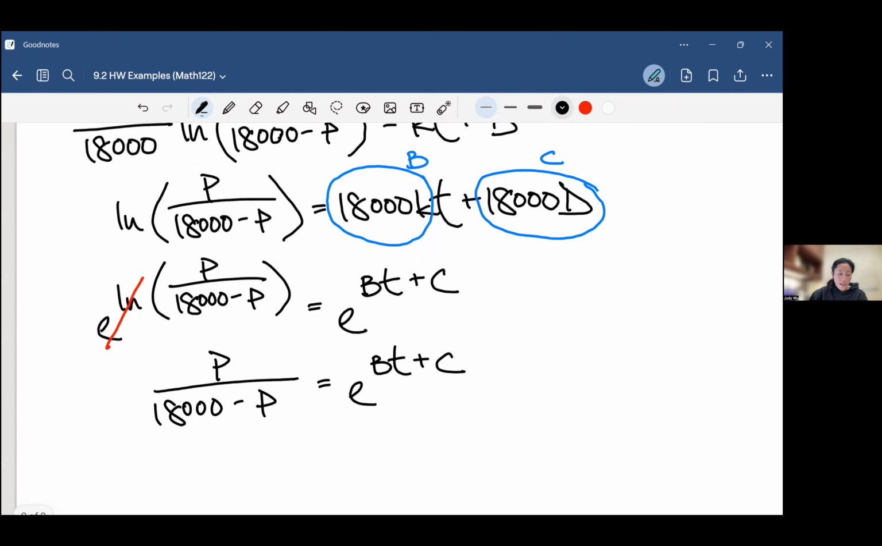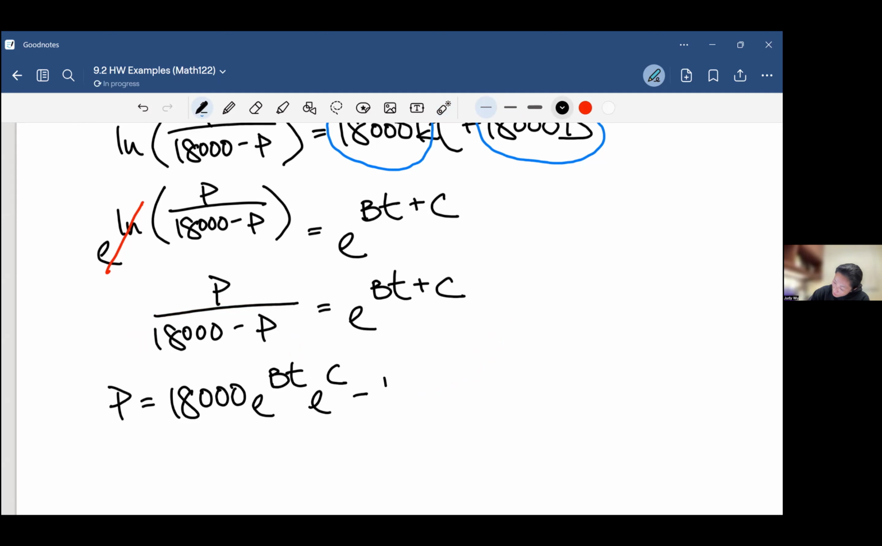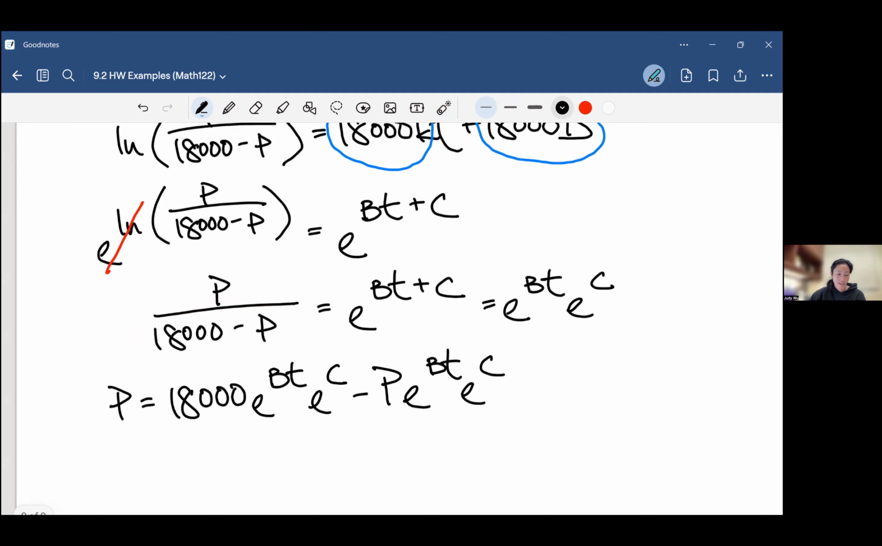Okay? Now, to get my general solution, I need to get P all by itself. So what I'm going to do is take this denominator, multiply it to the other side. And I'm going to get P equals 18,000 e to the bt times e to the c minus P times e to the bt e to the c. Okay, so remember when we have those exponents that are added, I can split this into the e to the bt e to the c.